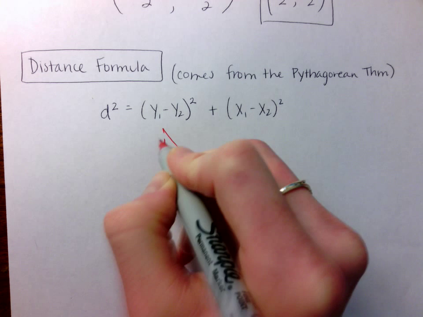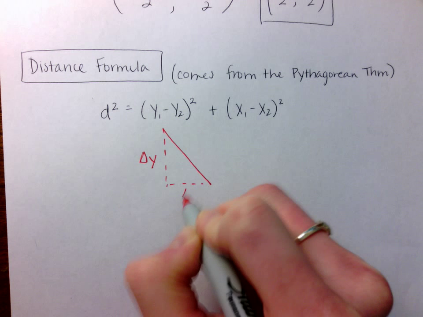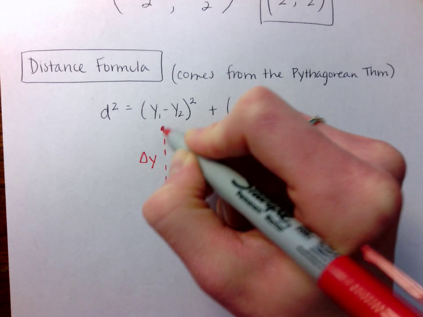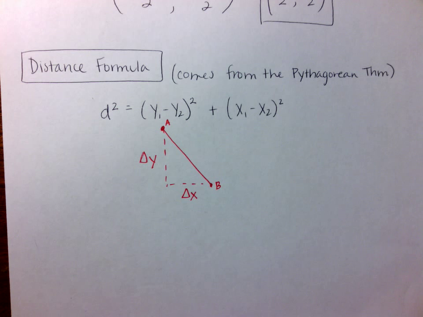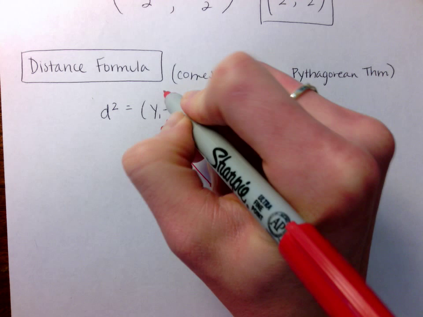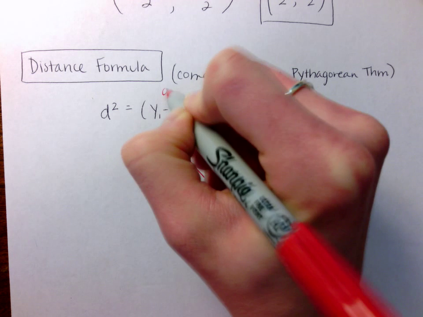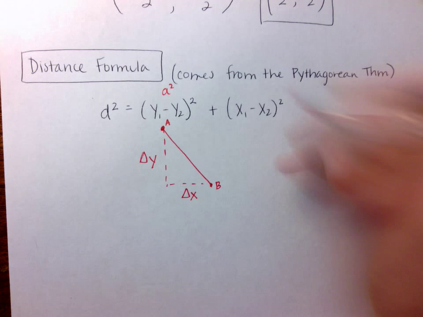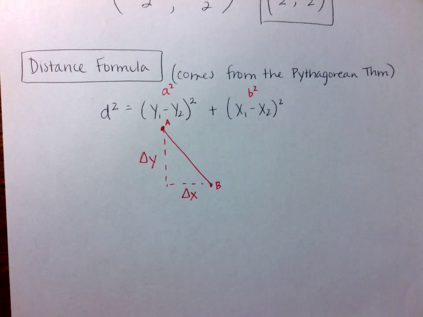This would be the change in our y's, and this is the change in our x's if we're trying to find the distance between points A and B. That's where these come from. This is similar to squaring this side of the triangle, like a squared in the Pythagorean theorem. This is like b squared, and the distance would be like our hypotenuse, or c squared. So that's where that comes from.